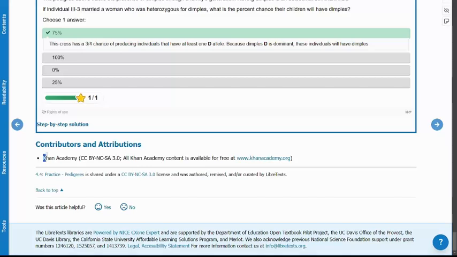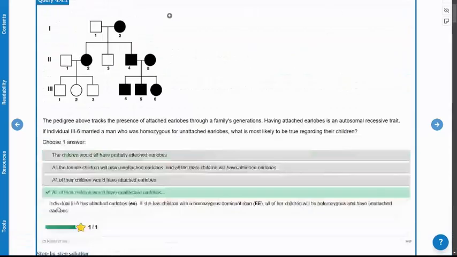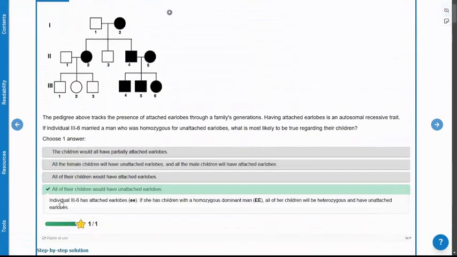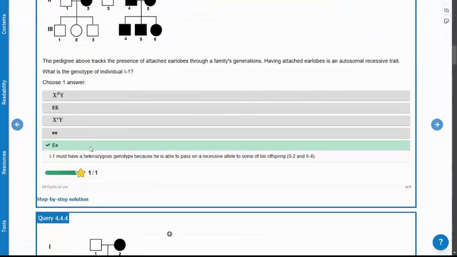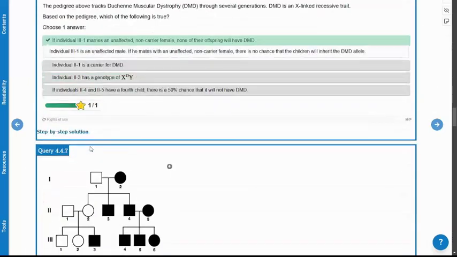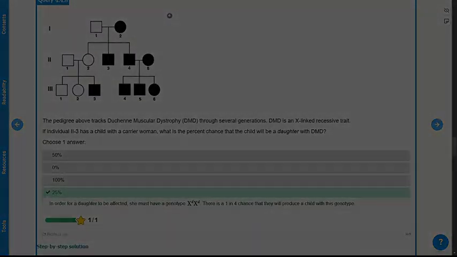It is from Khan Academy. So yeah, get credit to Khan Academy. So I want you guys to get used to actually calculating the percentage of what's the chance of them getting it by doing a monohybrid cross. And yeah, that's about it for this class.